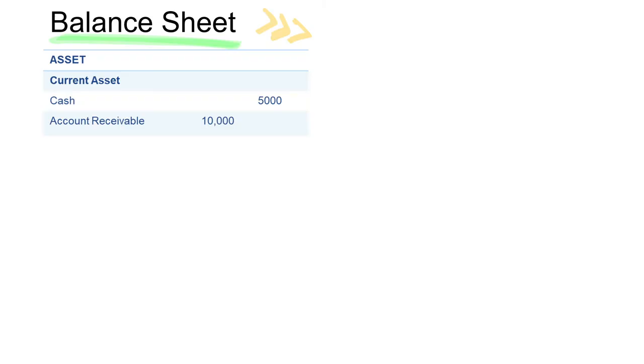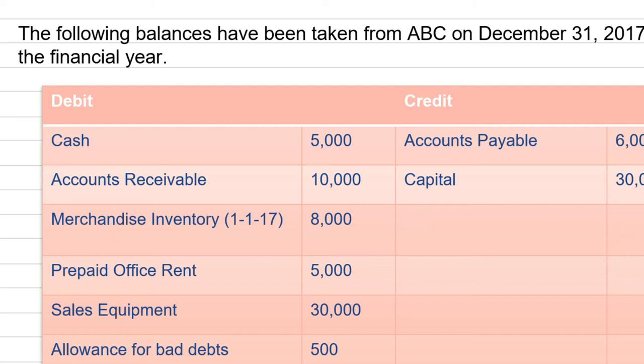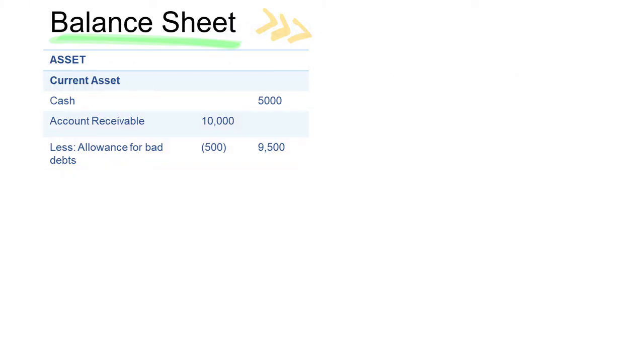Next thing, accounts receivable. It's going to come as it is, that is 10,000. Do you see it here? Of course you do. It's 10,000. Next, there is less allowance for bad debts. I see. So basically, allowance for bad debts is how much money we might lose. It's basically how much money that you may not get from accounts receivable.